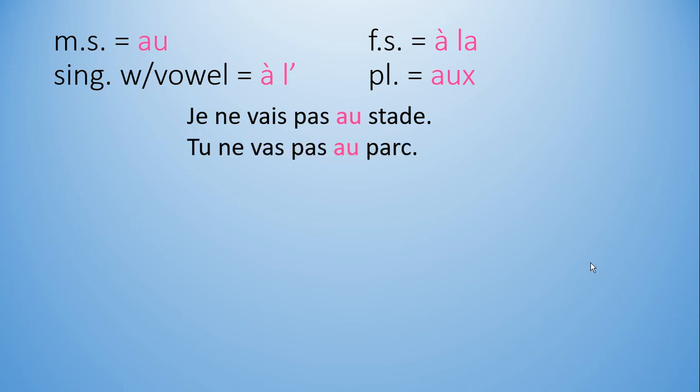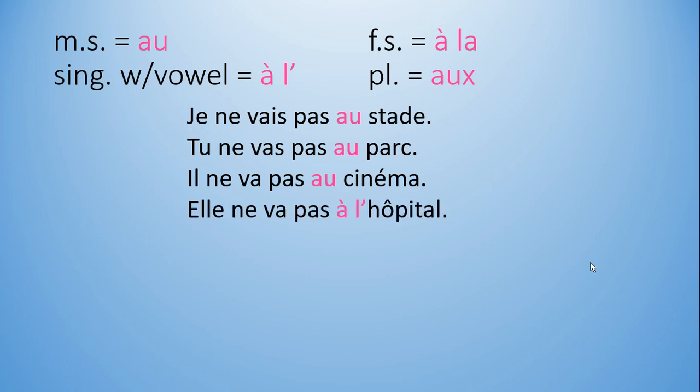Okay, tu ne vas pas au parc. Okay, again, parc is masculine, so it's got to be au parc. There's no such thing as à le parc. That's just grammatically incorrect. Tu ne vas pas au parc. Il ne va pas au cinéma. So once again, I'm using more masculine places. That's why, when we learned that vocab last time, it was so important to remember whether those things are masculine or feminine, because it's going to affect parts of the rest of our sentence.